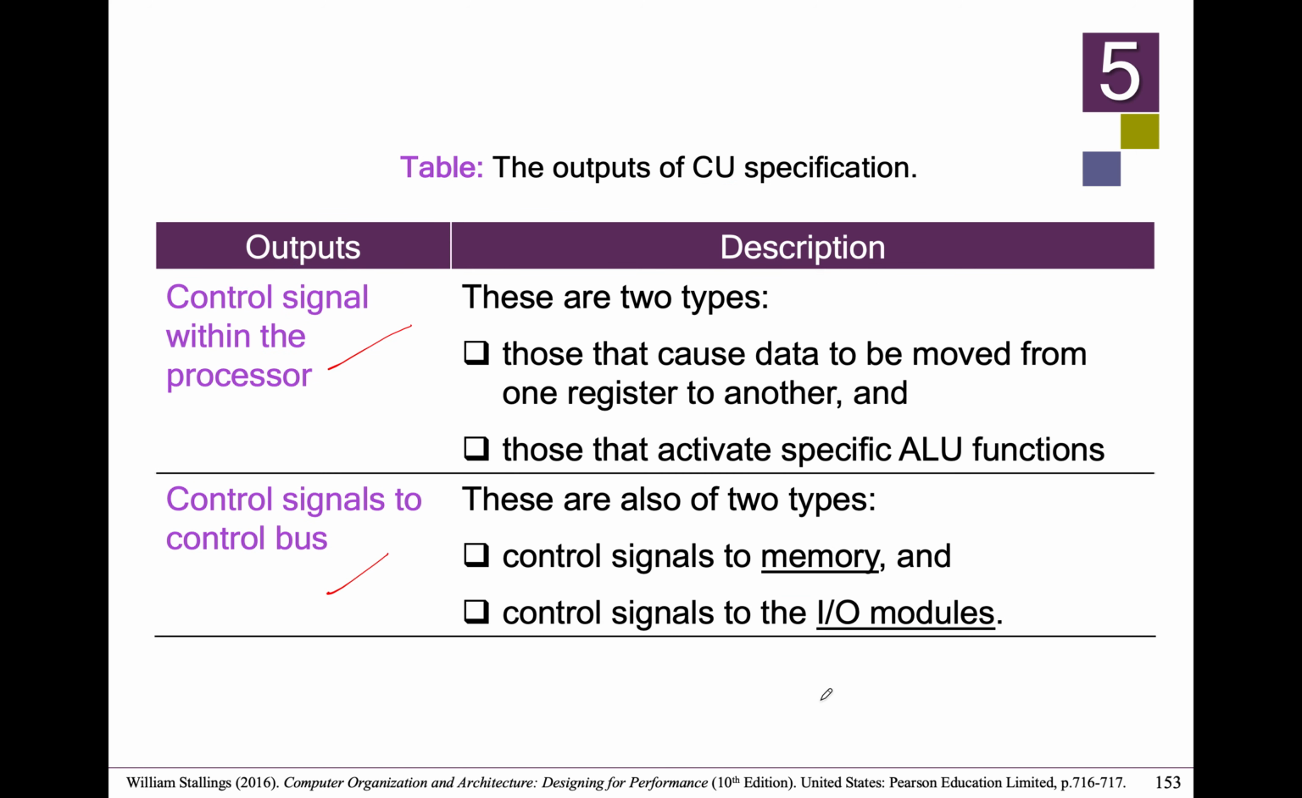And now we look into the output. The output only has control signals within the processor, which are of two types: those that cause data to be moved from one register to another, and those that activate specific ALU functions. There are also two other types: control signal to memory and control signal to the input output module.